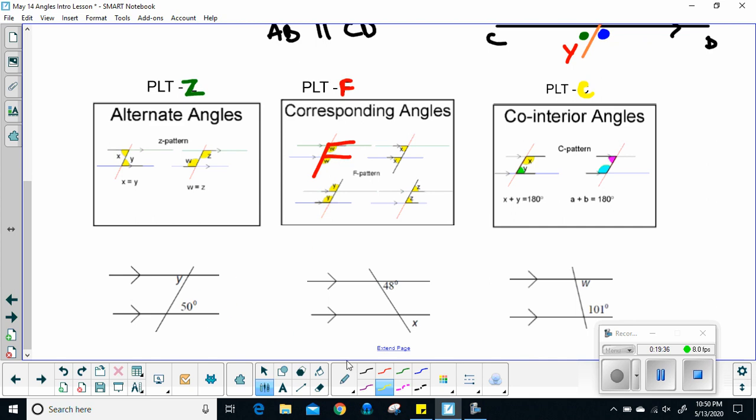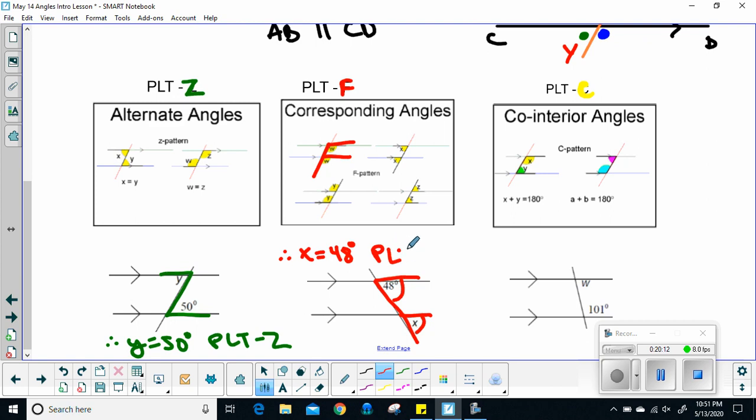So when I give you cool looking questions like this, you say, well, notice how these two are parallel lines, and I can make a nifty looking Z pattern. So you can say y equals 50 degrees by the parallel line theorem, Z pattern. Then you can look at this one and say, well, I've got two parallel lines and this makes an F. So I can now say that therefore x equals 48 degrees because I've got my parallel lines and it's my F pattern.